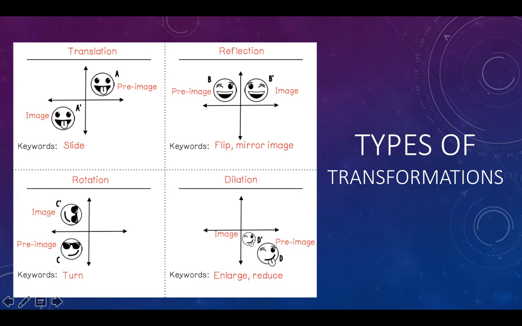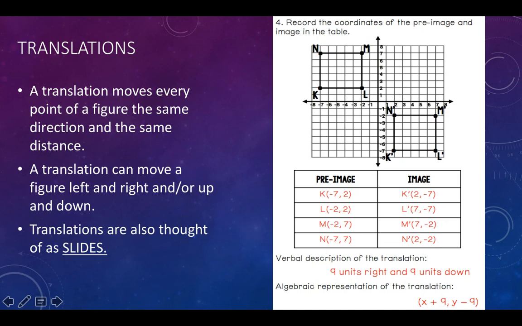So we're going to talk about each one of these transformations, and I'm going to go over them in Khan Academy as well. All right, so translation. A translation moves every point of a figure the same direction and the same distance. So a translation can move left or right and up and down. Translations are thought to be as slides. So we're just sliding the figure right, sliding it down, sliding it to the left, things like that. And I'm going to show you the different way that it can be shown.